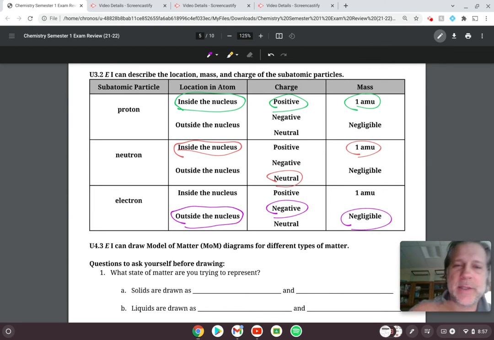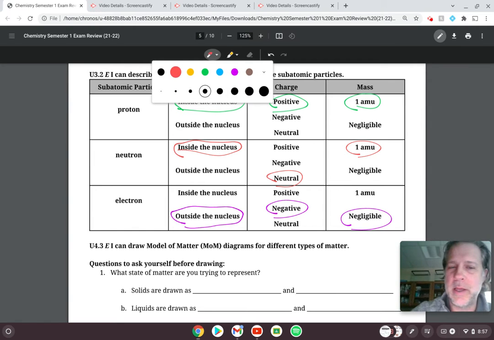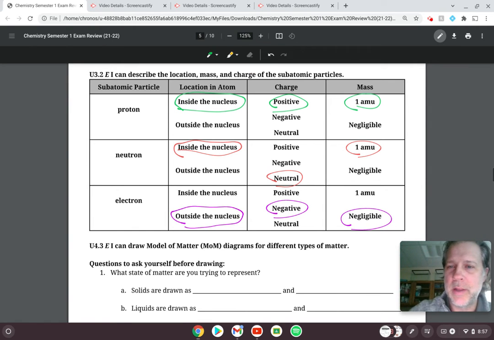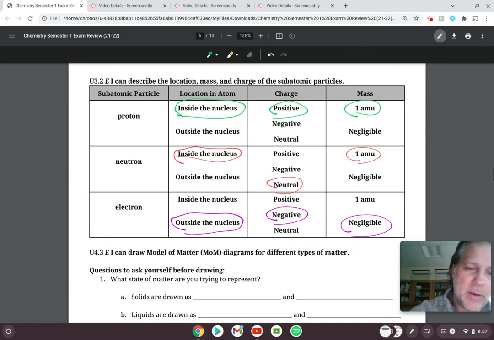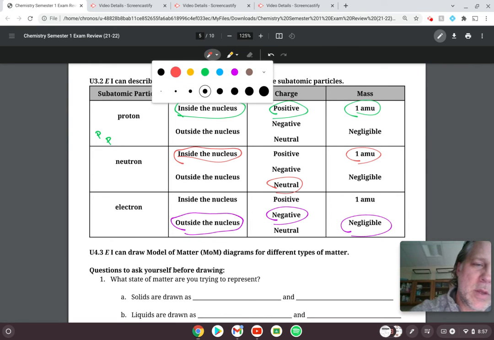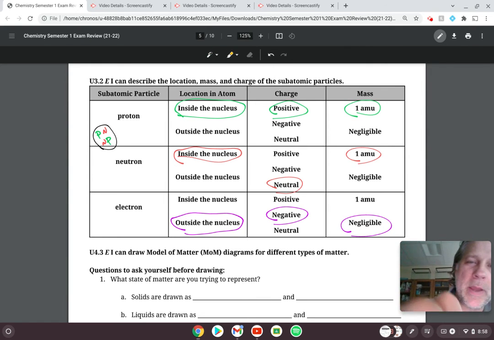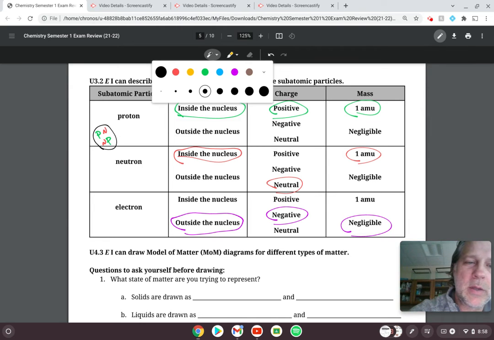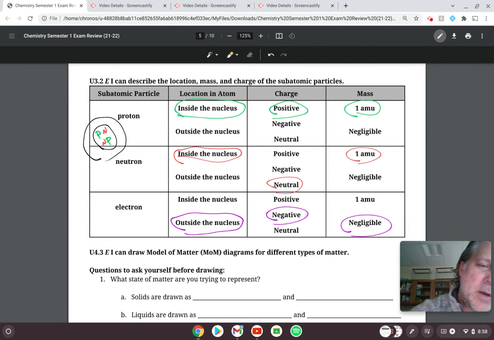So again, to just kind of see it, if we had an atom, the atom would have protons. It would have neutrons. And so those would be in the nucleus. And then electrons would be out here. So we might have an electron here and an electron here. So just a visual representation of where the protons, neutrons, and electrons are for you, real quick.